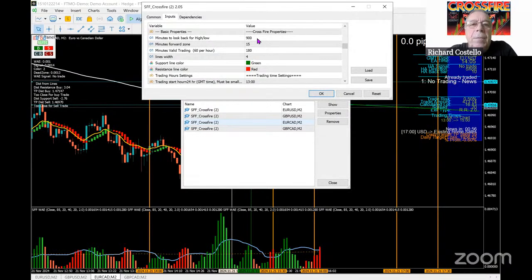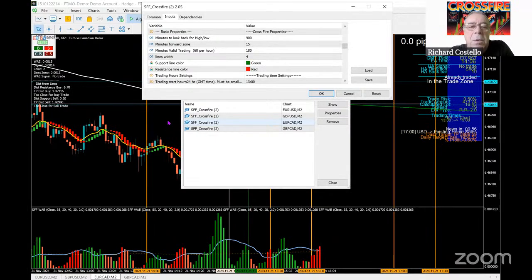900 is the number of minutes to look back, and 900 will take you back to 10 p.m. UK time, 10 p.m. last night, which is the start of today's Asian session. So basically when it's drawing the trend lines, it looks for the nearest higher candle to the left and the nearest lower candle to the right. And it will only look back as far as the start of today's Asian session, and that is 10 p.m. last night. So that seems to work.